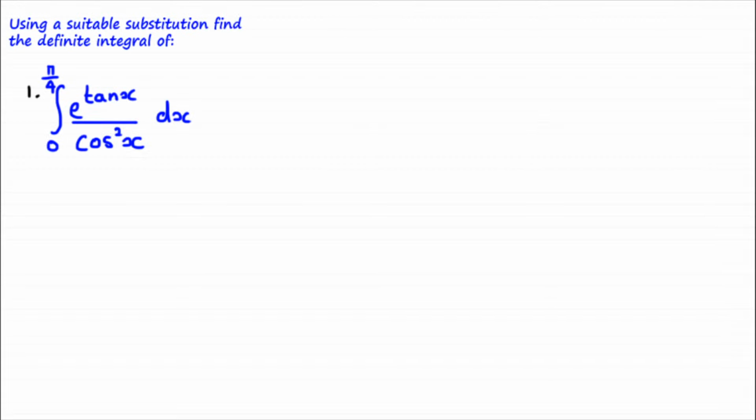Let's go. Okay, so using a suitable substitution, find the definite integral of e to the power of tan x over cos squared x dx integrated between 0 and pi over 4. So you're going to need your calculator for this one, guys. That's a pi, by the way.